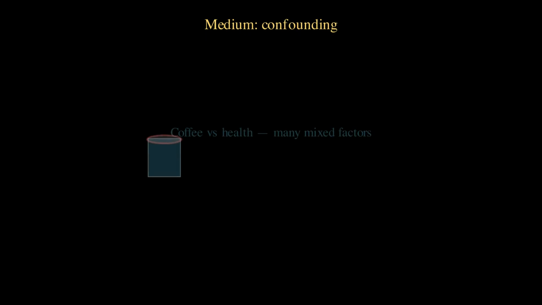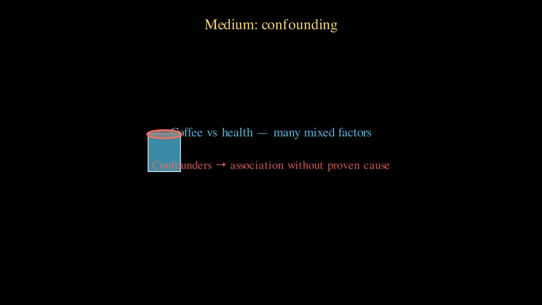Medium difficulty. Identify a confounding variable that explains an association without requiring causation. Example. People who drink more coffee might also exercise more, sleep differently, or have different jobs. Those hidden differences can confound the story. The study may show a link without proving coffee caused the outcome.